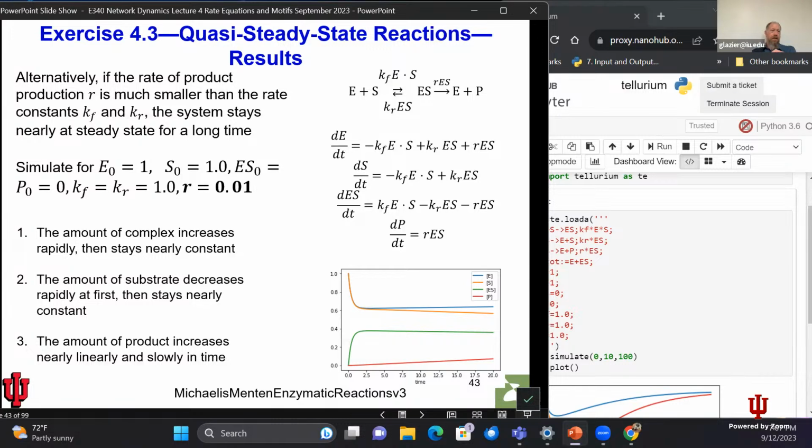Right, so here you get a lot of complex, and the amount of product is increasing. That's that red line at the bottom, but it's increasing very slowly, but it's very linear. So if I didn't know this was a complex reaction, I'd just say I'm slowly producing product at a constant rate. So that's a pretty interesting one too. That's called quasi-steady-state, because things seem to be almost not changing.